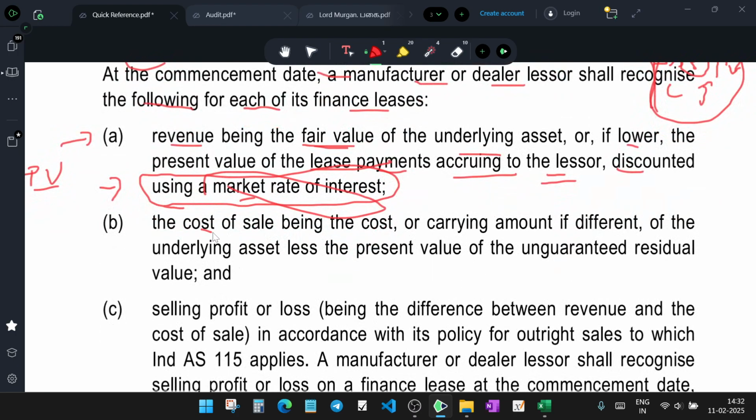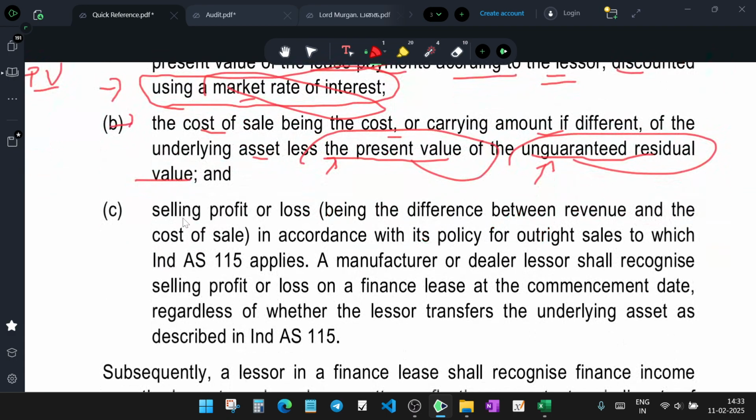The cost of sale being the cost or carrying amount of the underlying asset less the present value of the unguaranteed residual value. So what is this cost? What is the present value? What is the unguaranteed residual value? Everything has to be considered. Then the selling profit or loss is the difference between the revenue and the cost of sale.